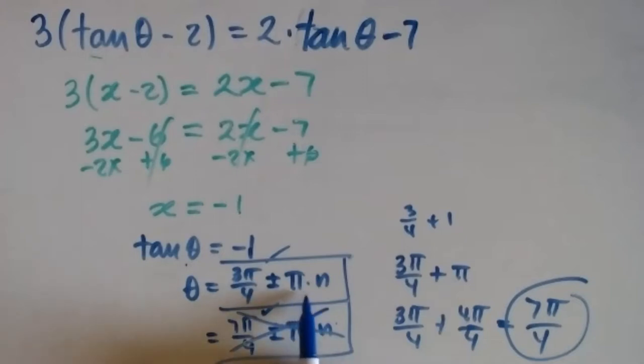Because this one repeats every pi. So this plus pi is another solution, plus 2 pi, plus 3 pi, plus 4 pi, and so on. I just took the first one. Let me see what happened in the first pi. 3/4 pi plus pi is 7 pi over 4. This is the same angle, you see? So this set is contained in the previous one.